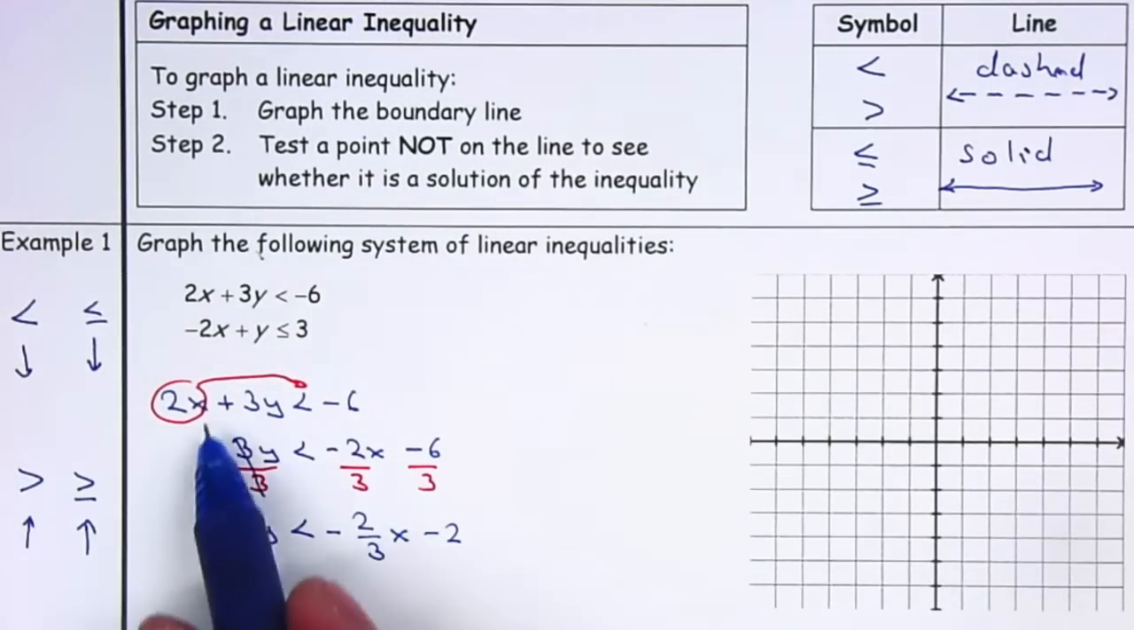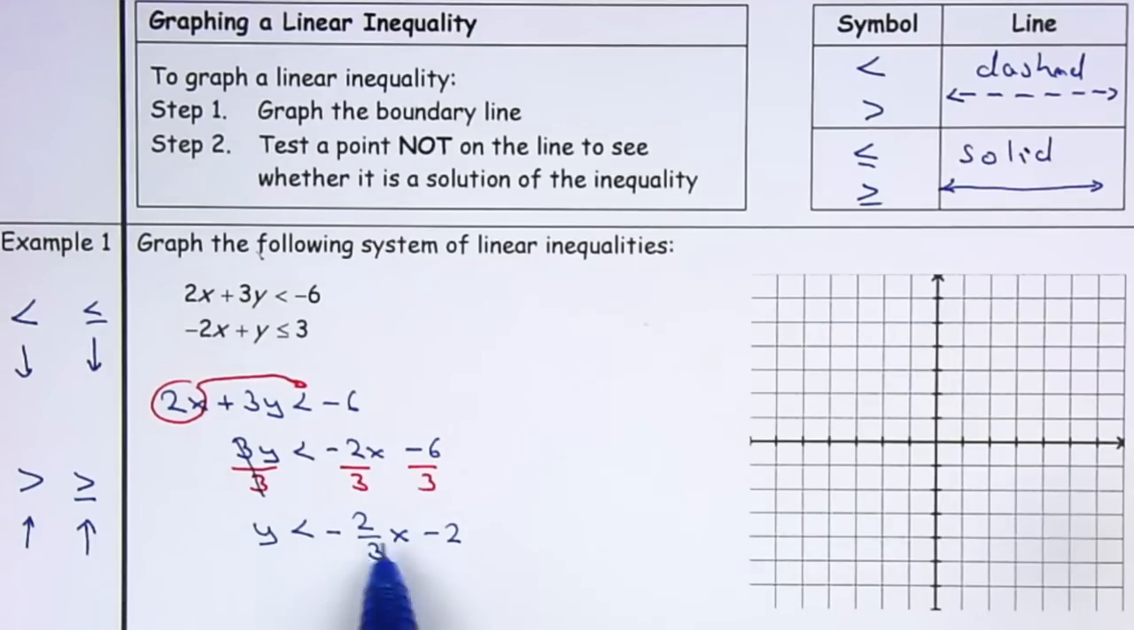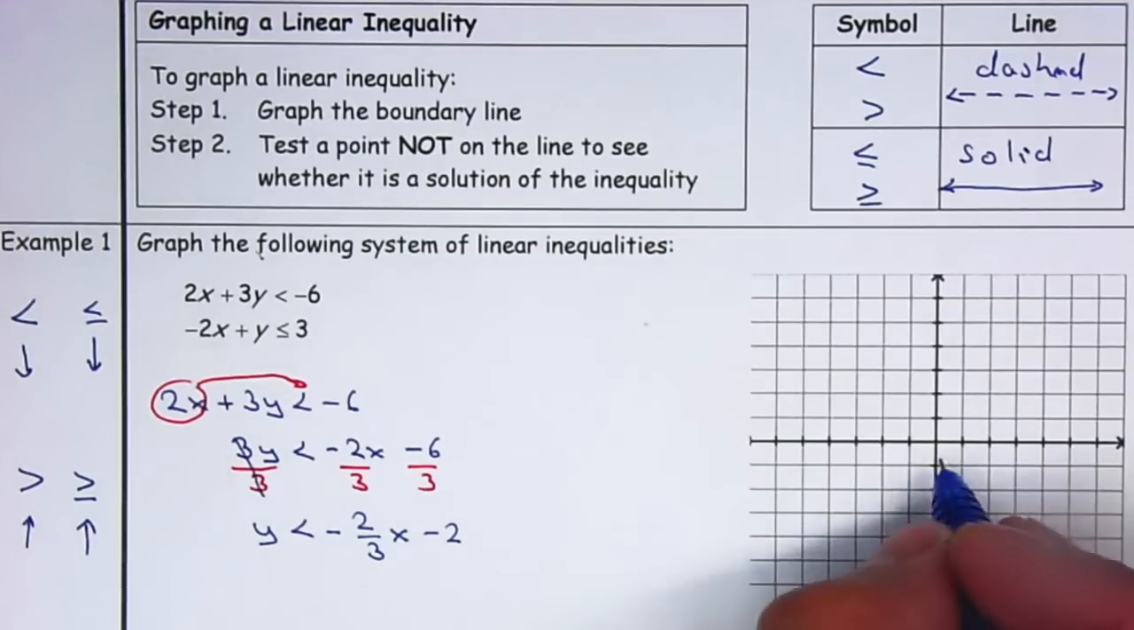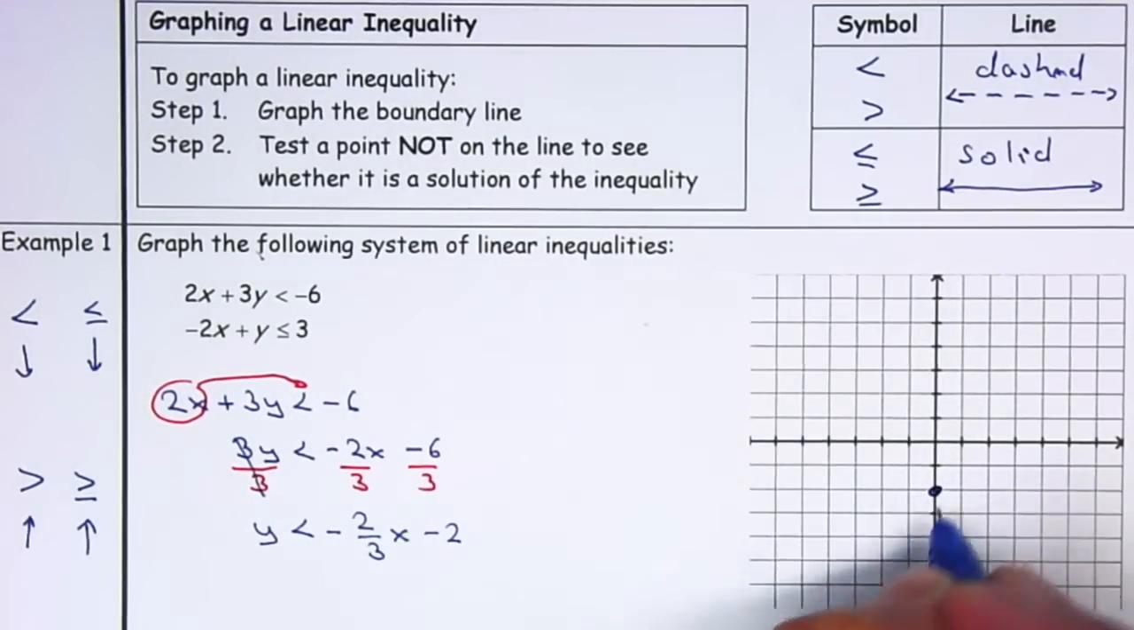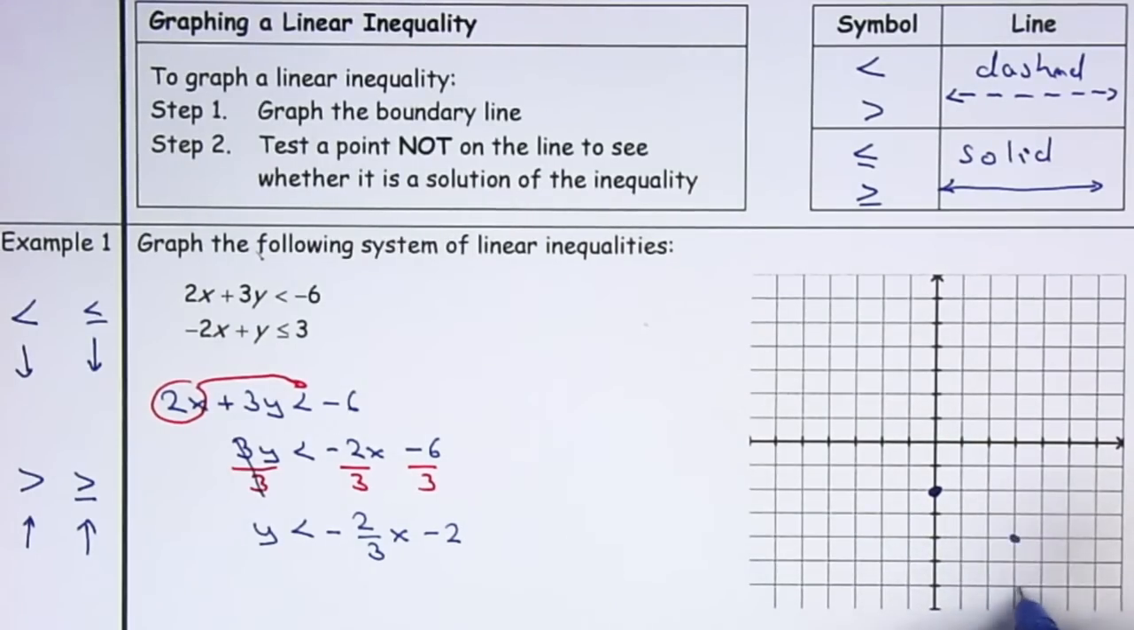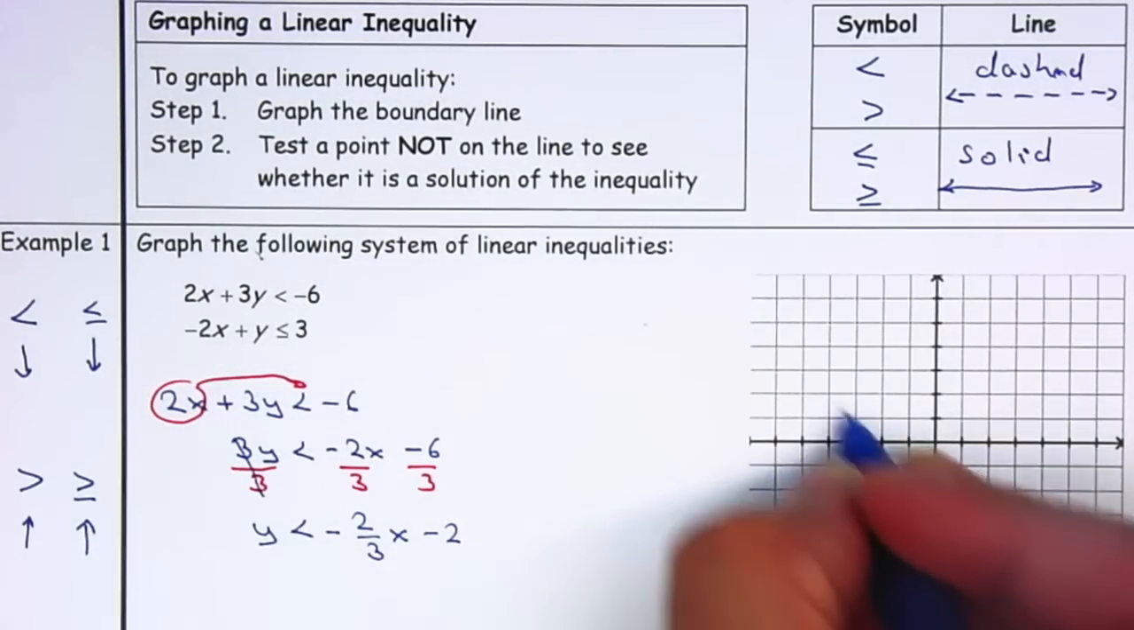Remember, now that we solved for y, we can find the slope and the y-intercept. So we can easily graph it. My y-intercept is negative 2. My slope is negative 2 over 3. So I'll go down 2 and to the right 3. Or the opposite: up 2 and to the left 3.